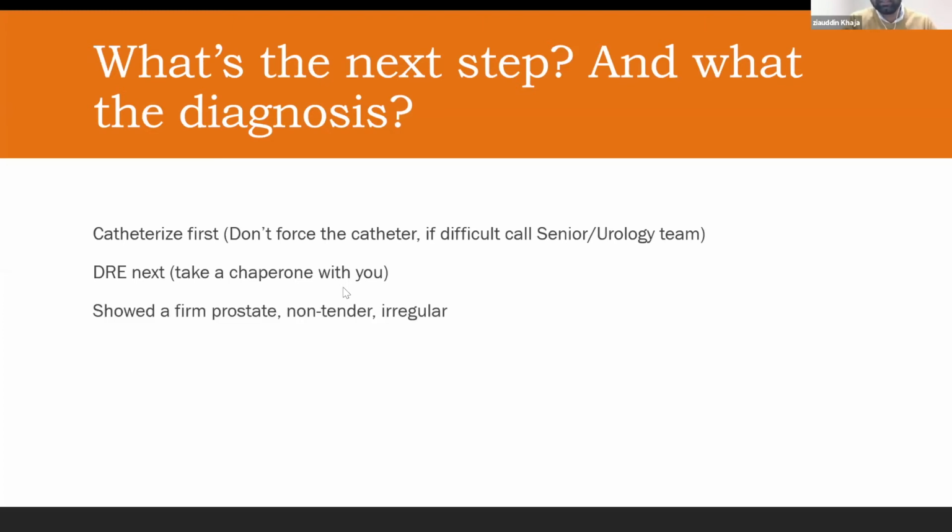So basically, you've done a direct rectal examination, and it showed a firm prostate, non-tender, and irregular. So again, the likely diagnosis at this point, I mean, you don't know if that's for sure a cancer or what kind of cancer, but it's what you're thinking in the background. So acute urinary retention due to carcinoma of prostate.